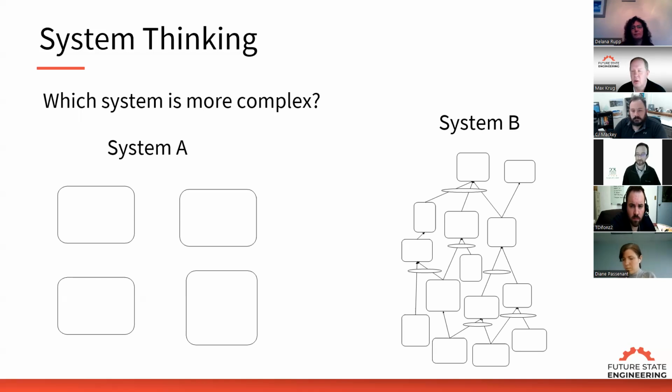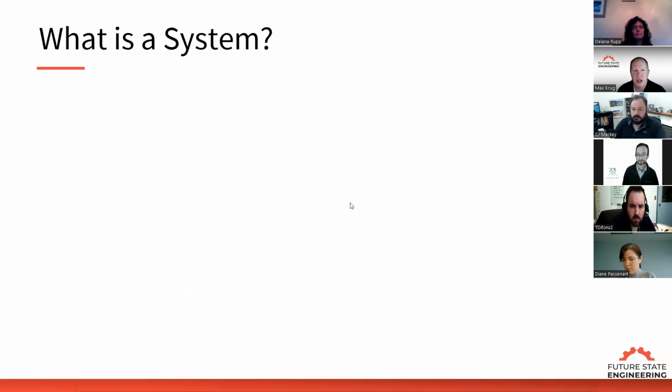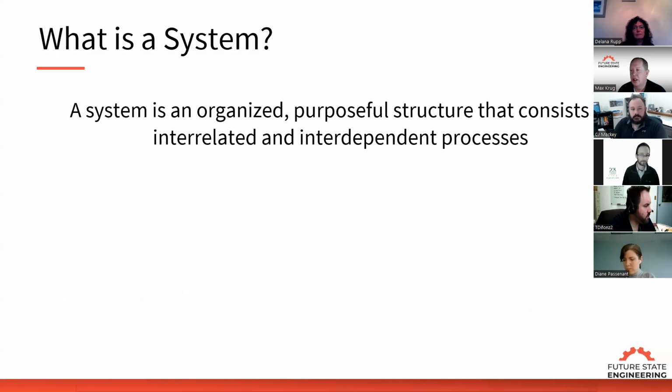Okay. So when we look at an organization, an organization is a system. So a system is an organized, purposeful structure that consists of interrelated and interdependent processes. So there's relationships between processes and there's dependencies between processes. So what's an interrelationship? Interrelationship is actions in one function can have positive or negative effects in other functions.